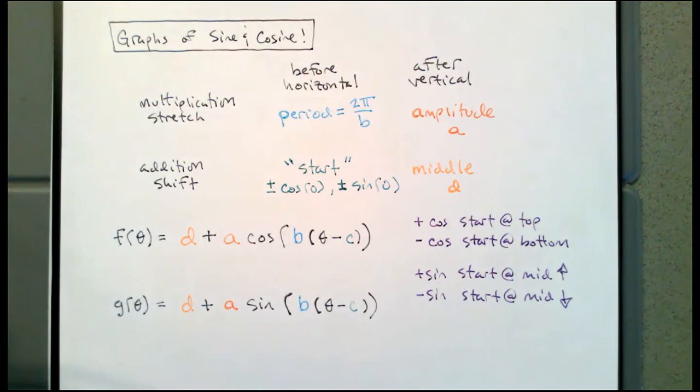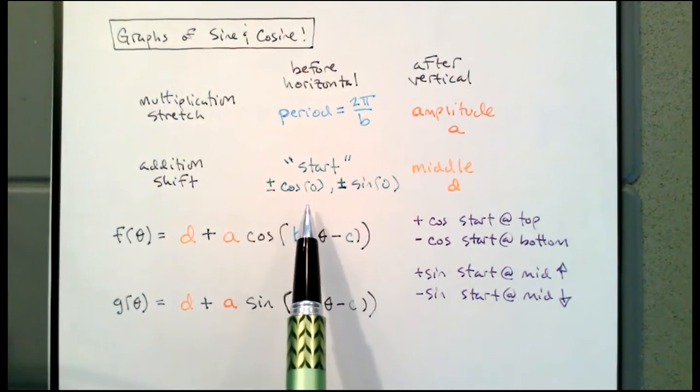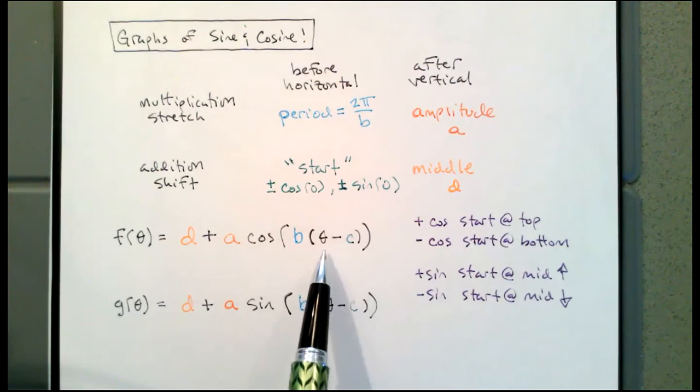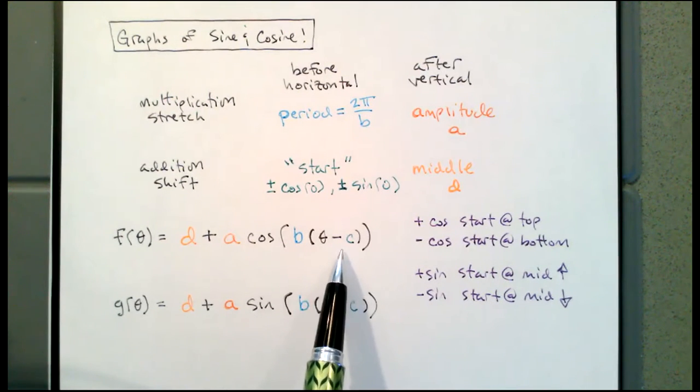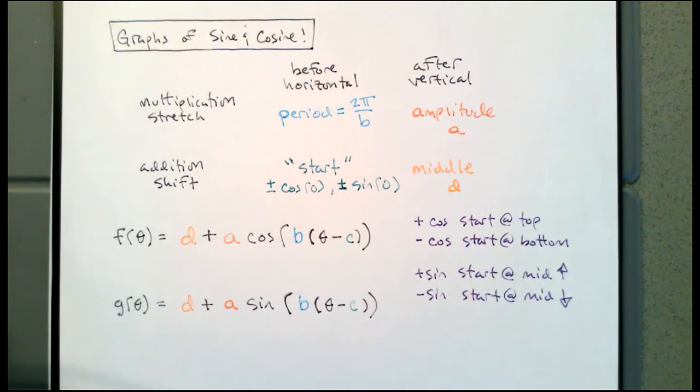Remember that when we talk about the start, it's the cosine of 0 and sine of 0. So that's why I write theta minus c, and then we can identify c as the start. So if c is 30 degrees, then we have 0 being input into cosine or sine when theta is equal to 30. So we get 30 minus 30, then we're starting at 30 when it says theta minus 30.